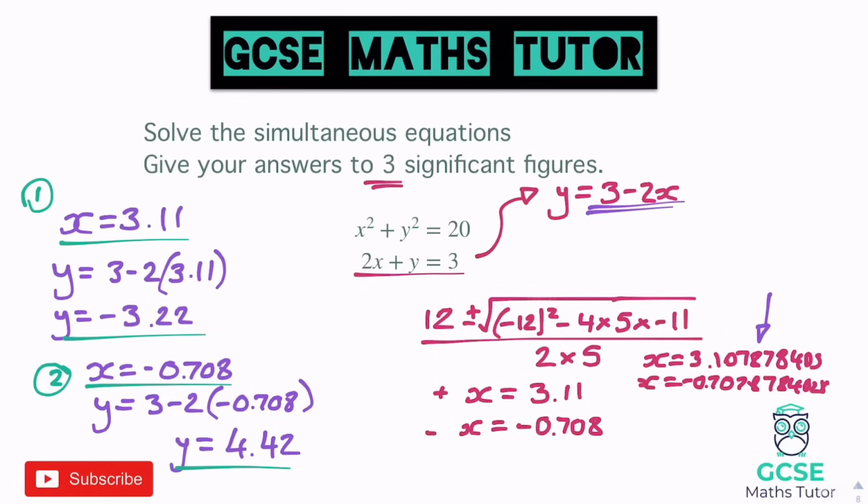Okay, so x equals 3.11 and y equals negative 3.22. And for the other one, x equals negative 0.708 and y equals 4.42. Okay, obviously after rounding that to three significant figures. So quite a lot going on there. Very similar process. You've got to be quite happy with the previous questions actually to extend it onto these with the quadratic formula.